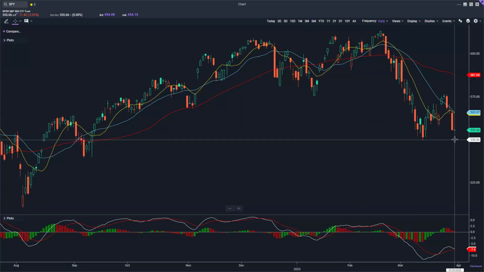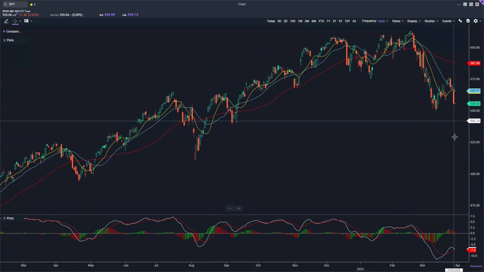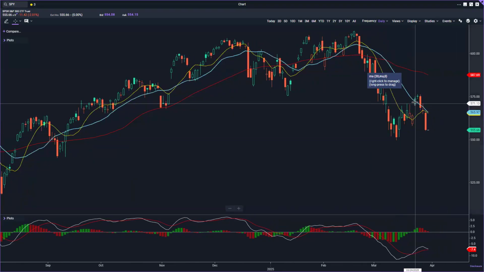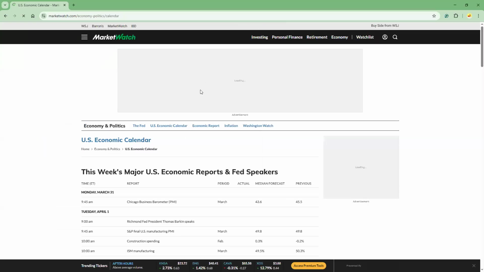We have 550 as that next support. If we break below that 550, we're going to be looking for that 525 and then that 500. So right now, what I wanted to go over in today's class is that we're seeing that rejection at that blue 20. We have tariffs kicking in, and then we got a lot of data coming up this week as well. Take a look at this.